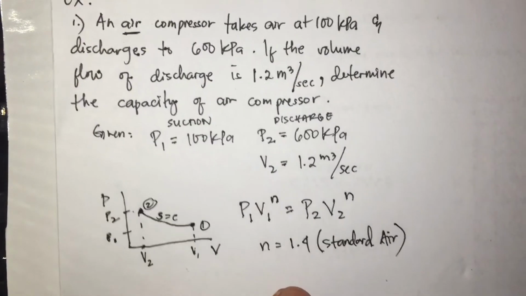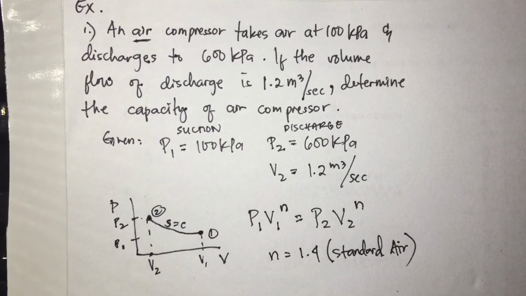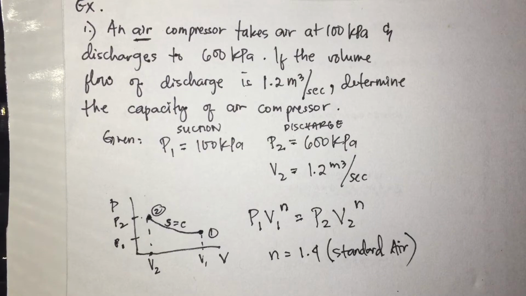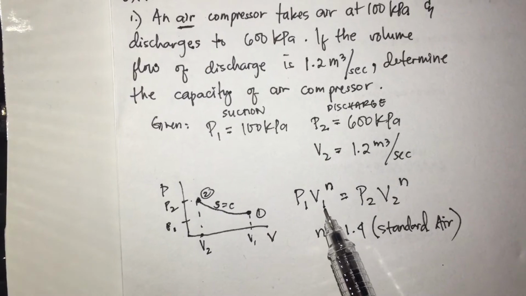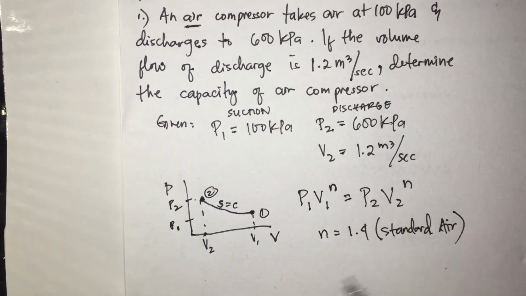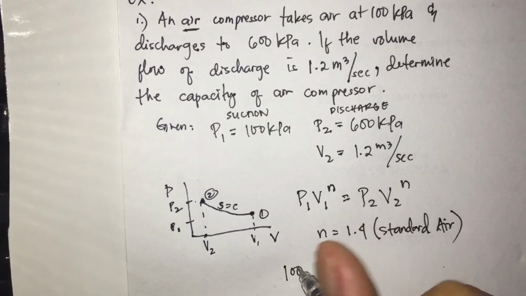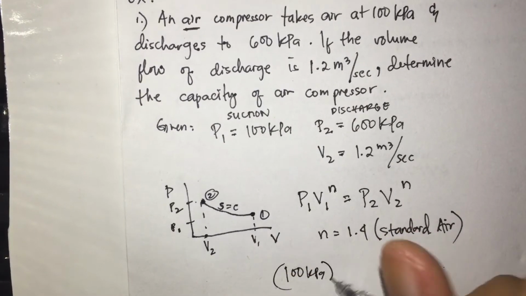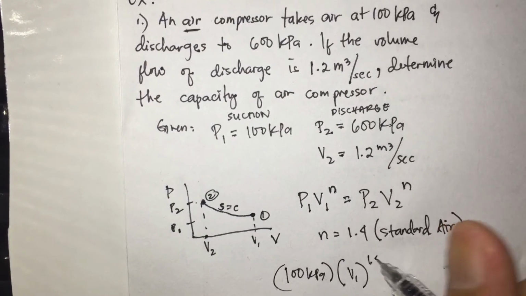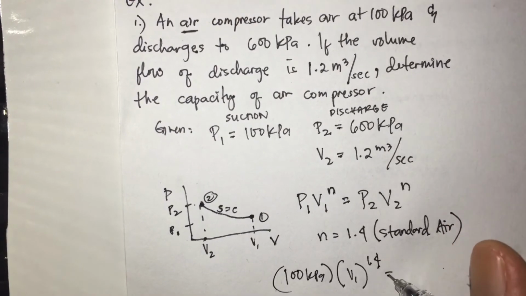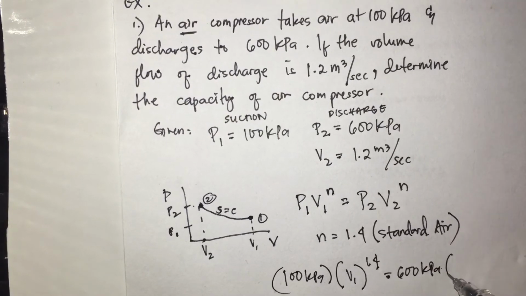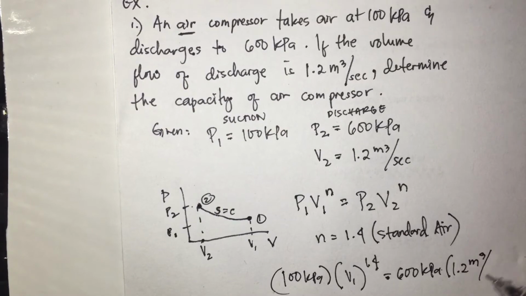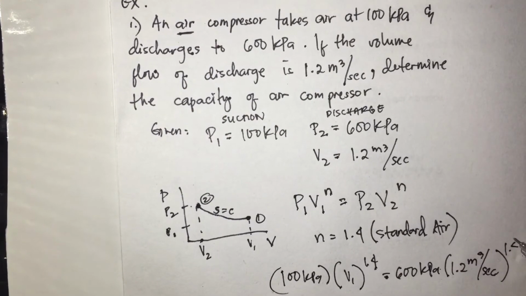Since nothing was said, there is no given N, we can assume that the air is standard, so the N or K of air is 1.4, right? K of air is 1.4. So, we can now solve for V1. Pressure 1 is 100 kilopascal times V1 raised to 1.4 is equal to P2, 600 kilopascal, times 1.2 meter cube per second raised to 1.4.